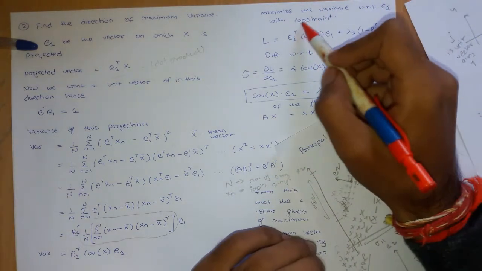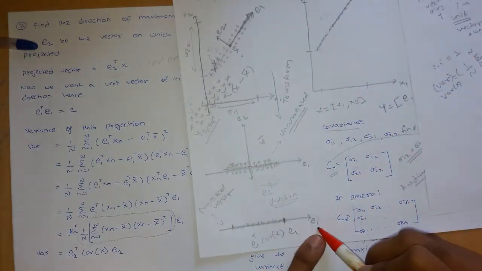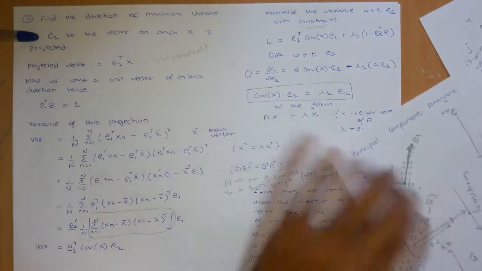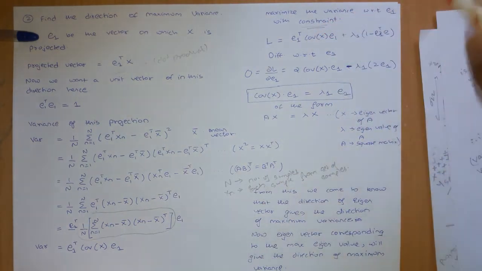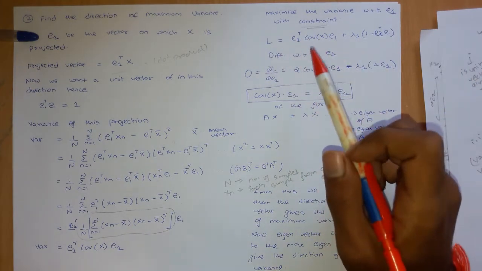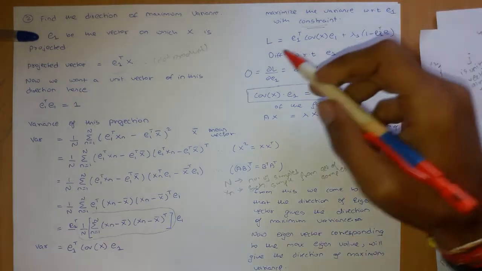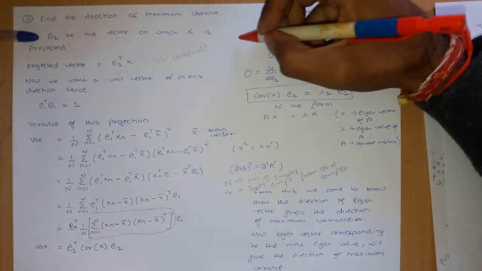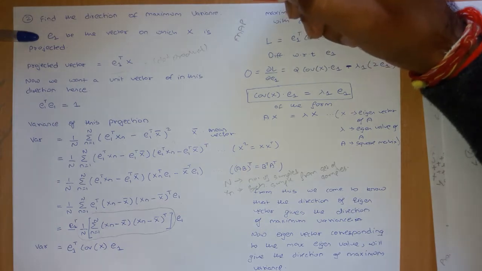But we have a small constraint. The constraint is that this E1 should be a unit vector. So that is what we have defined over here, that E1 is a unit vector. So we had some constraint on E1, so we used the Lagrange multipliers method to optimize this particular thing. We have also used this same method, you can see in the MAP method, I guess.